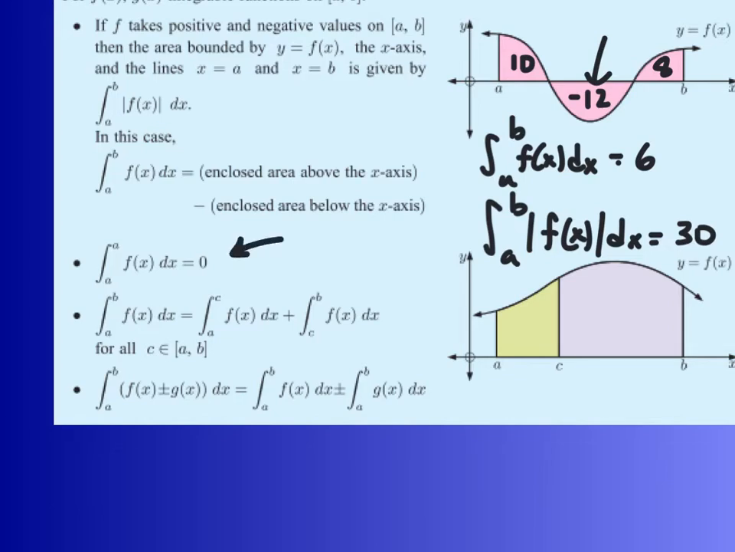This property is about as clear as it gets. The integral from a to itself of f of x would be just that area there, which has no width, therefore it would be 0.